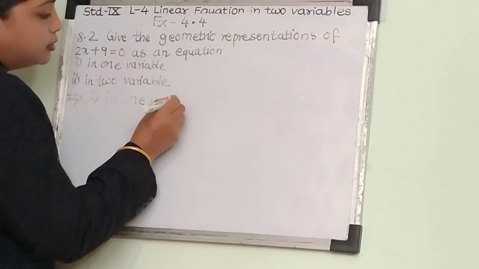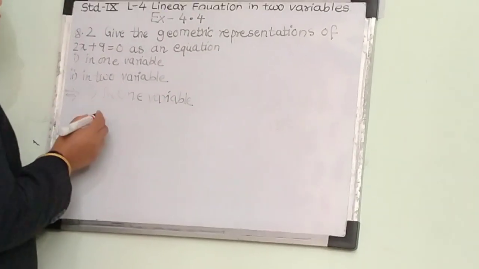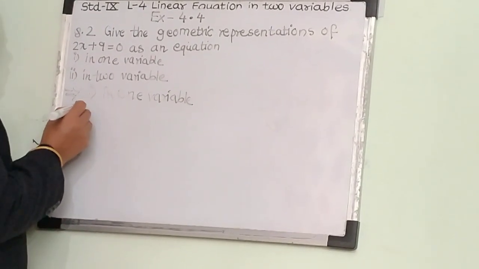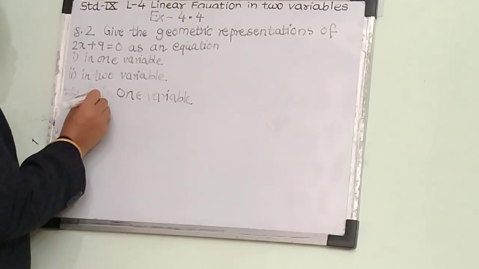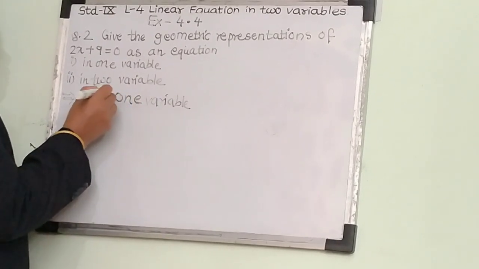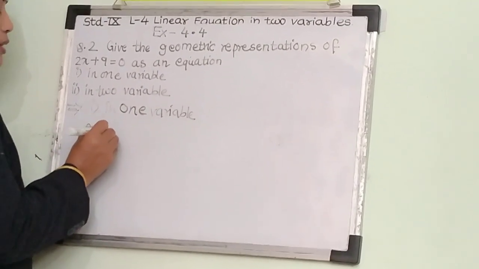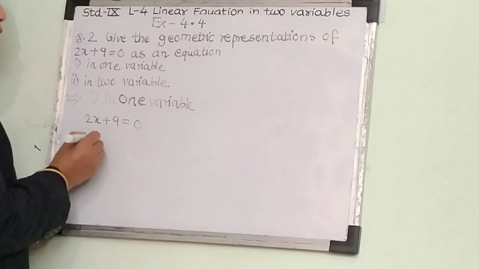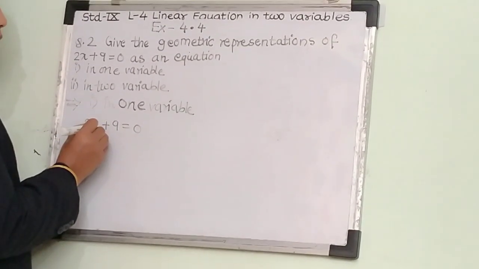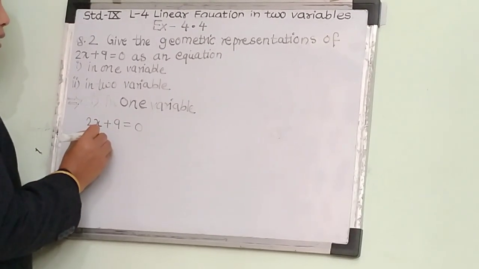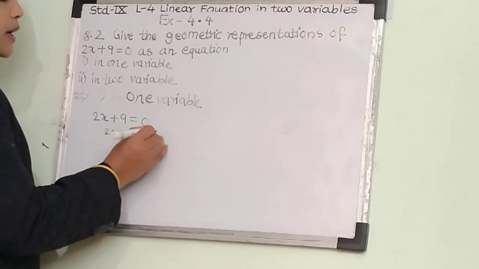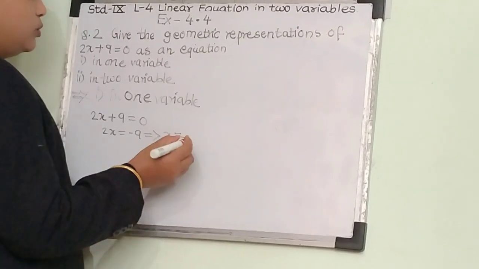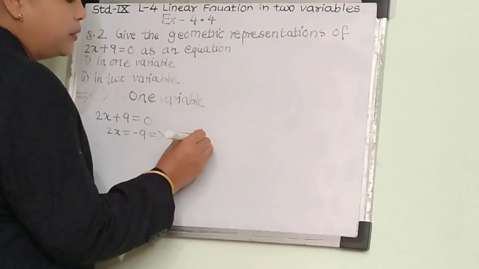So, one variable. I will draw here in one variable. First I will write the equation 2x plus 9 equals 0. So 9 will go to this side, so it becomes minus 9, which implies that x equals minus 9 upon 2.